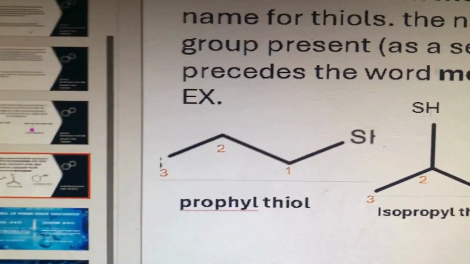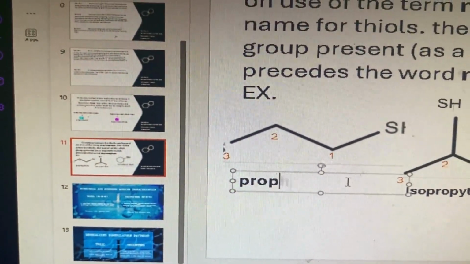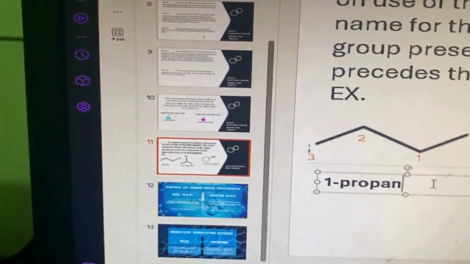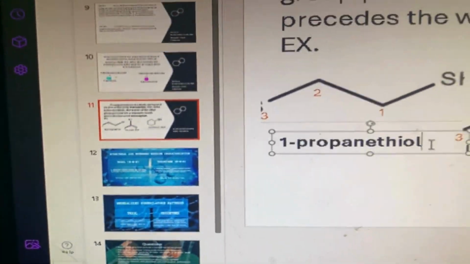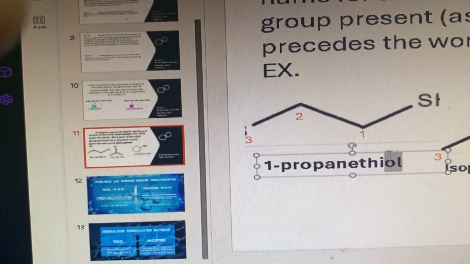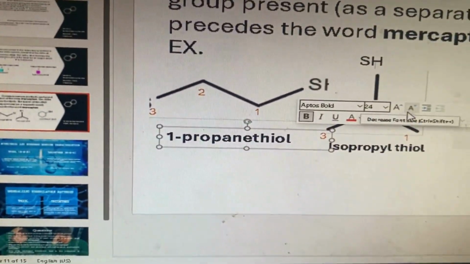As you can see, 1-propane thiol. I did not put thiol before the parent chain. It's because this is how it should be named, since it is just the same as alcohol.